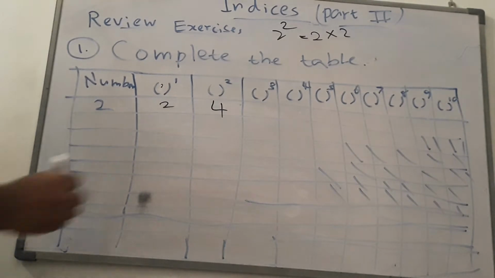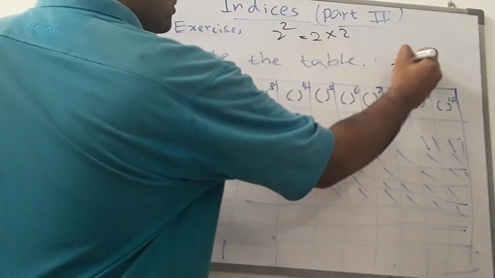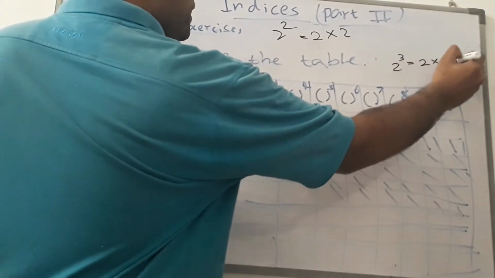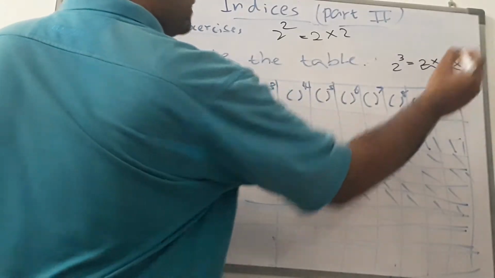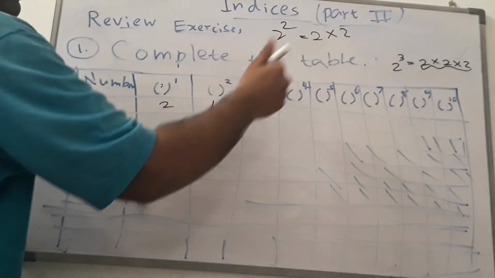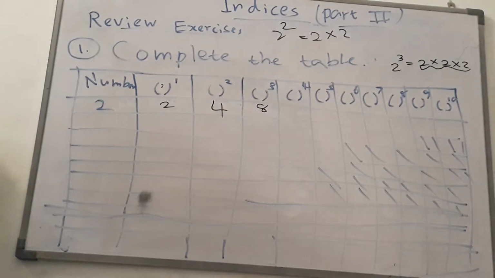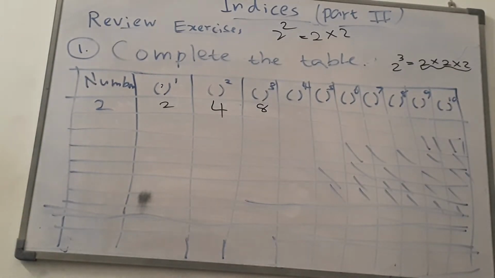Next is 2 to the power 3. 2 to the power 3 means you have to multiply 2 by itself 3 times. So that will be 2 times 2, 4. 4 times 2 is 8. I gave you this table during the previous session on indices, so you should be in a position to recall and remember these values.